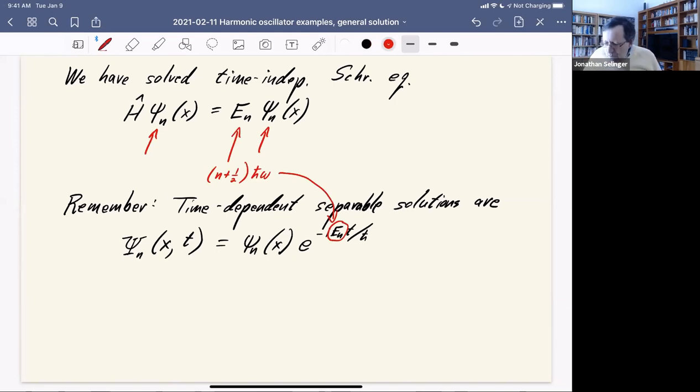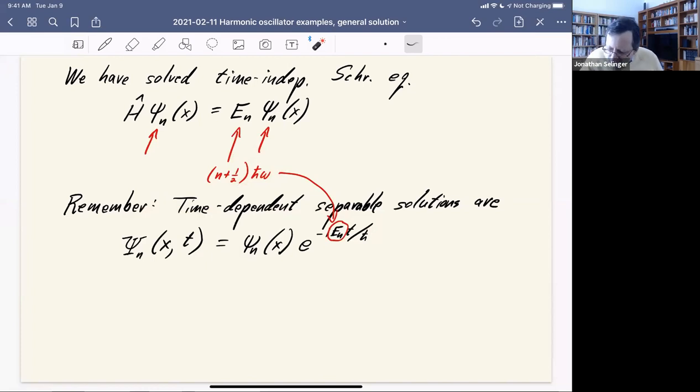So once we have these lowercase psi's and these energies, that's the information that we need to get the product. And so that gives us the uppercase psi's, which depend on both position and time. So that part is just like what we had with the particle in a box.